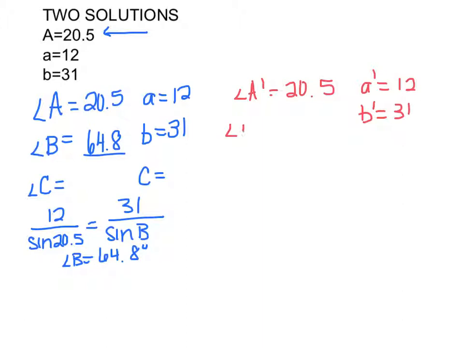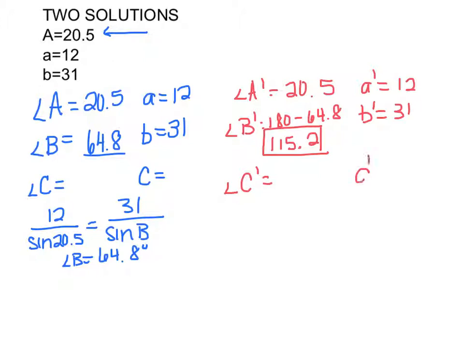To figure out angle B prime, I find the supplement angle. So I take 180 and I subtract 64.8, and when I do that, I get 115.2 degrees. There's an obtuse angle there. I will continue to find C prime and see the length c prime as well.